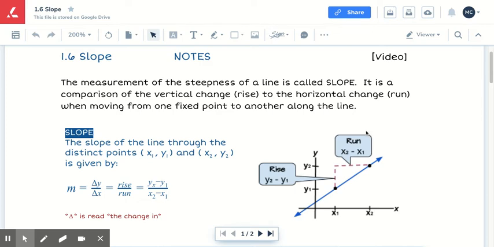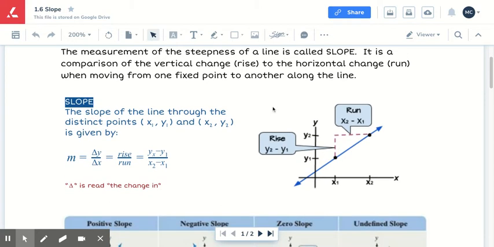Our topic today is slope. Now, slope is the measurement of the steepness of a line. It is a comparison of the vertical change, also known as the rise, to the horizontal change, which is sometimes called the run, when moving from one fixed point to another along the line.